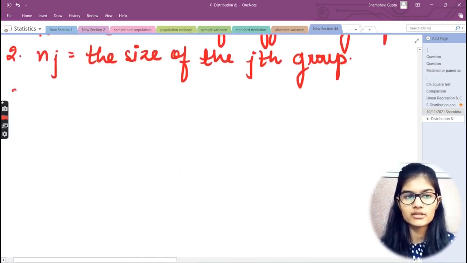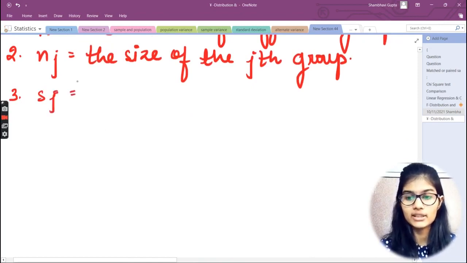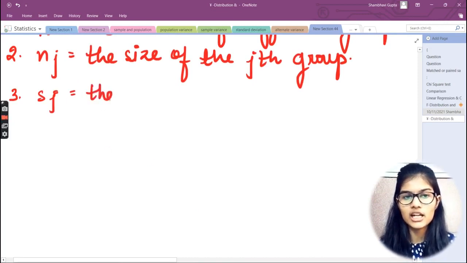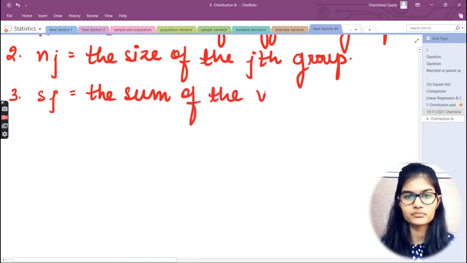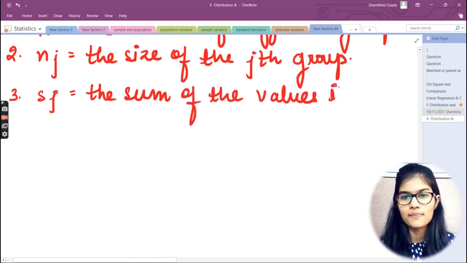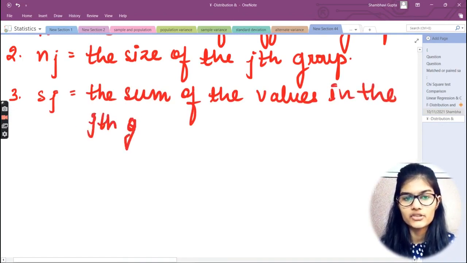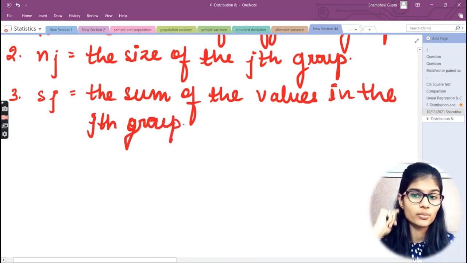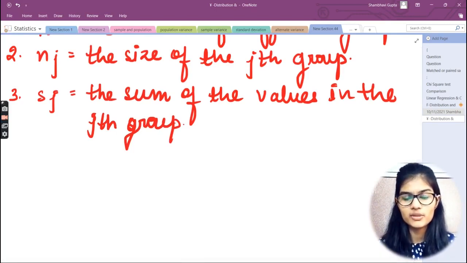Now let me come down to the third point, and here we have s of j. We have the very next value, that is s of j. What does that actually mean? It means the sum of the values in the jth group. So when we talk about n of j, it means the size of the jth group, and when we talk about s of j, it means the sum of the values in the jth group. Fine.